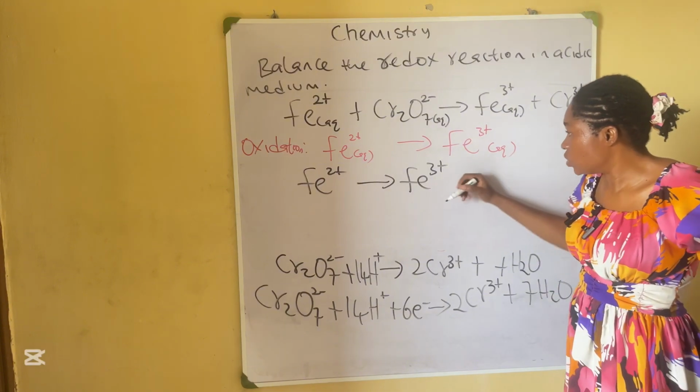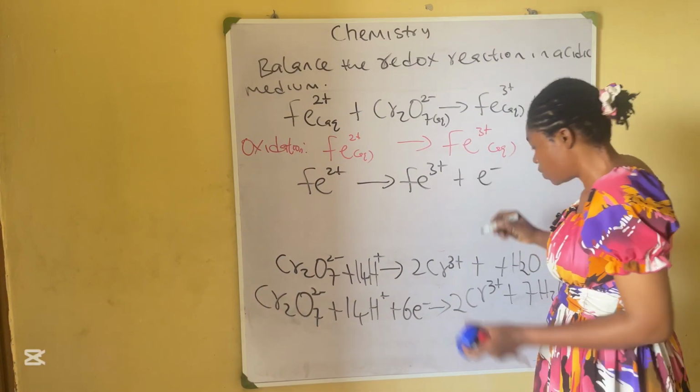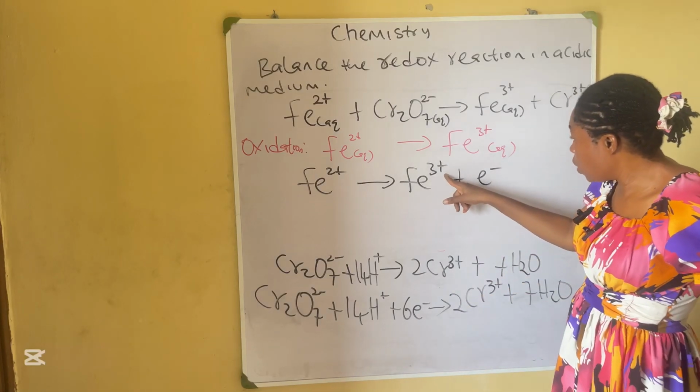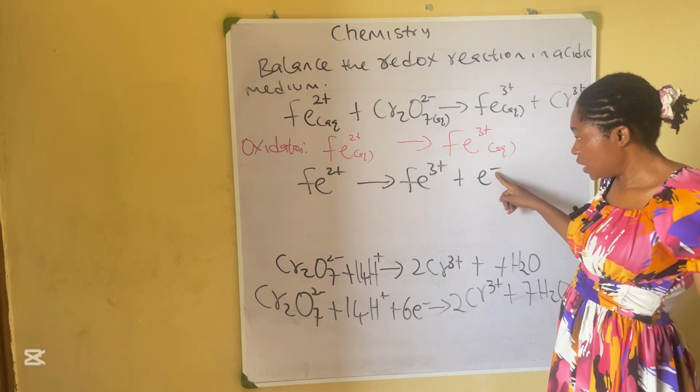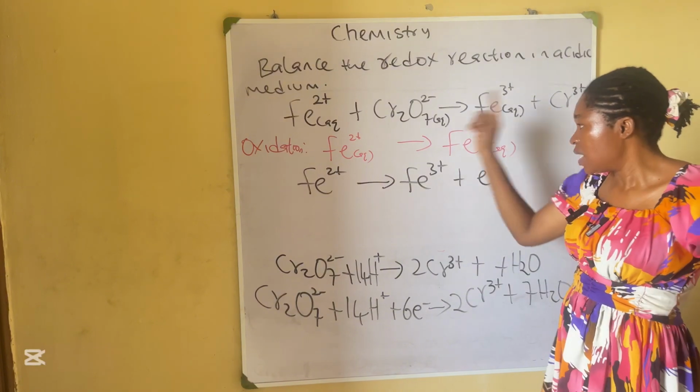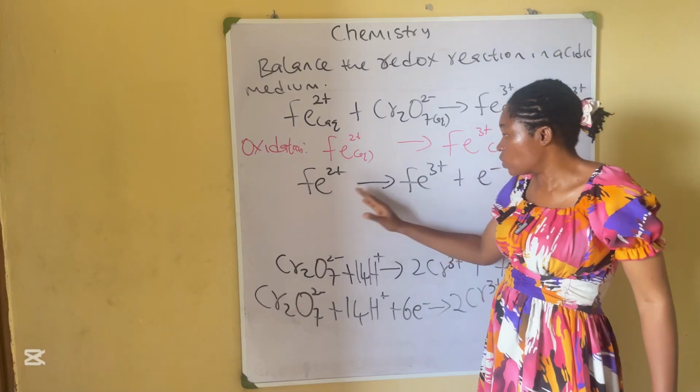So this thing is starting with 1 electron. So it will now be 3 plus minus 1, which will give you plus 2. And you also have plus 2. So it means that the charges here are balanced.